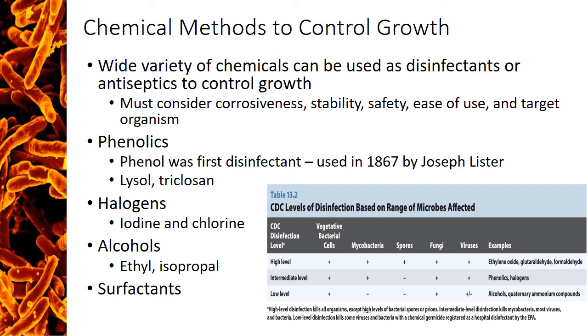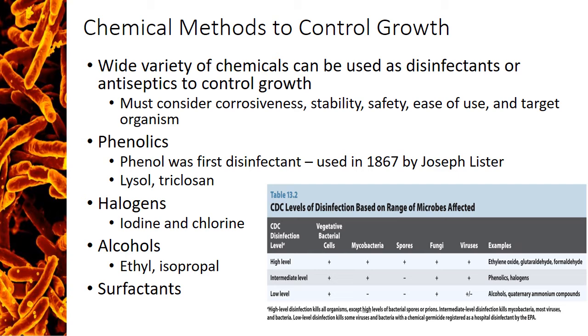The first are phenolics. So phenol was actually the very first disinfectant that was ever used. It was discovered in 1867 by Joseph Lister, and he used it actually on wounds to help with surgeries and to help prevent wound infections. These days, we tend to see phenolic compounds still in things like Lysol, triclosan, which is found in a lot of disinfectant soaps, and Listerine.